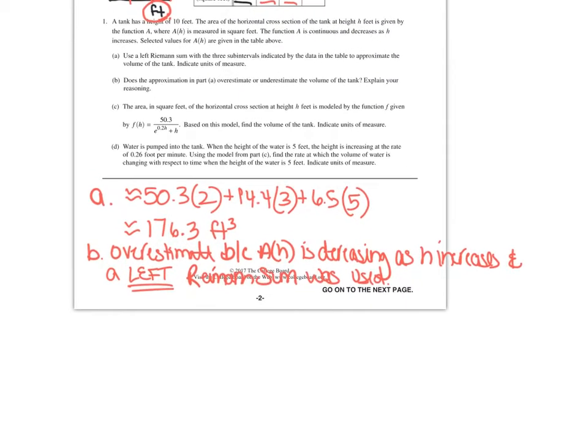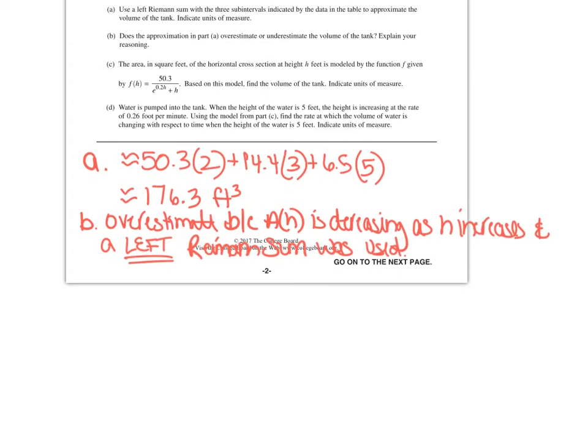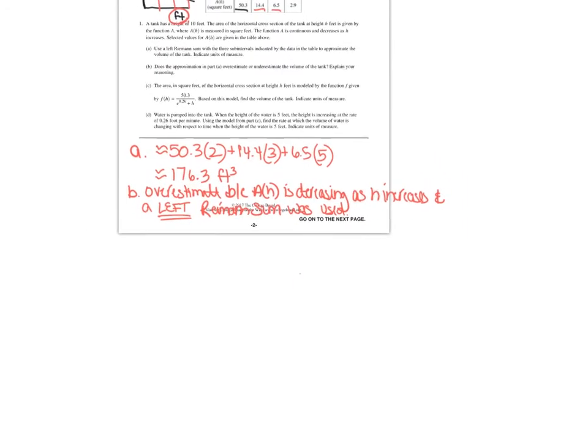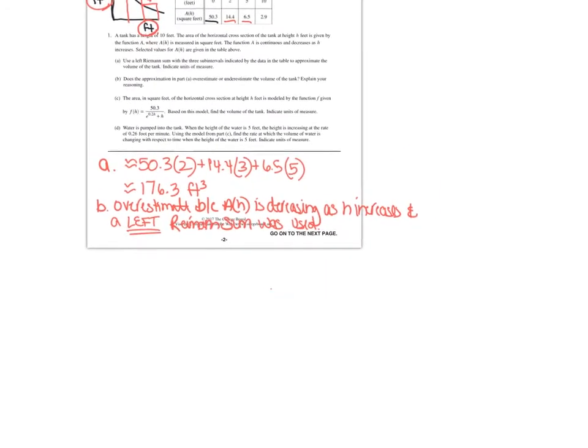Okay, part C, it says the area in square feet of the horizontal cross section at height h feet is modeled by the function f given by f of h. Based on this model, find the volume of the tank. Indicate units of measurement.